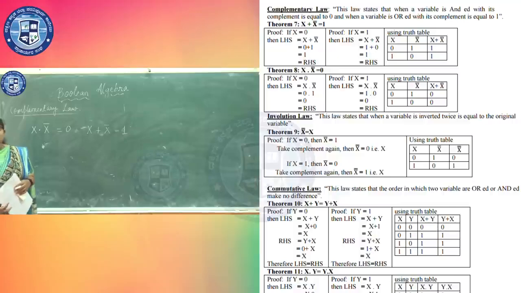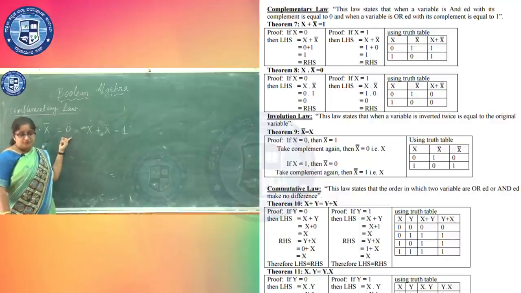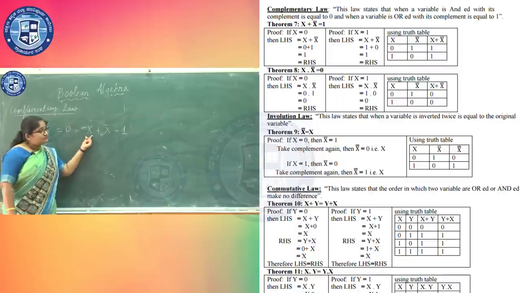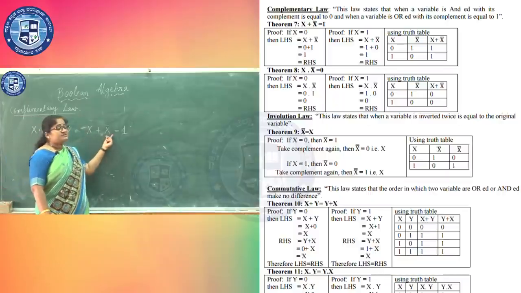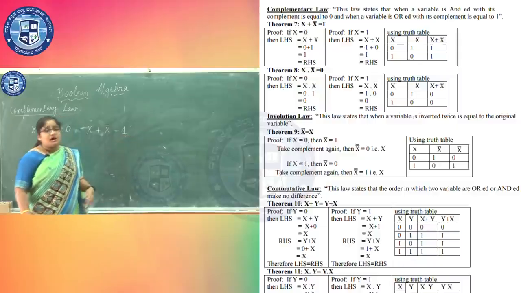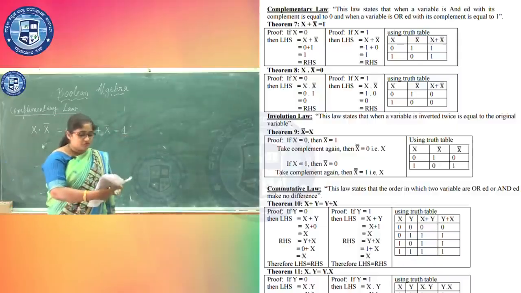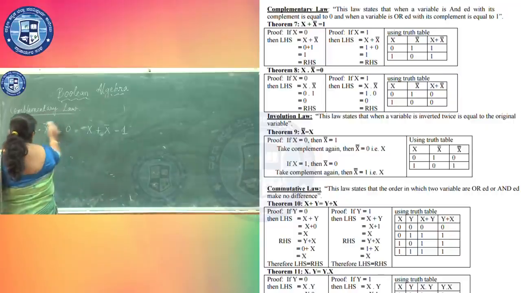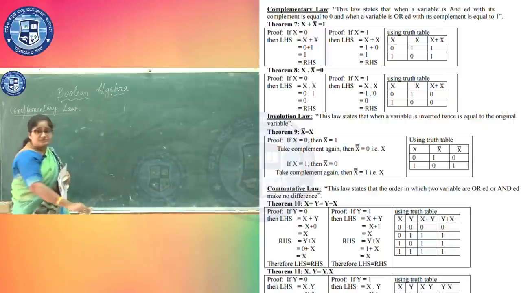The complementary law states that when a variable is ANDed with the complement of its own, you cannot have another variable here. The same variable's complement must be ANDed and the value will be equivalent to 0. And when the variable is ORed with its own complement, then the value will be 1. So how do we prove this? So we shall go to the proof. This is the 7th theorem.